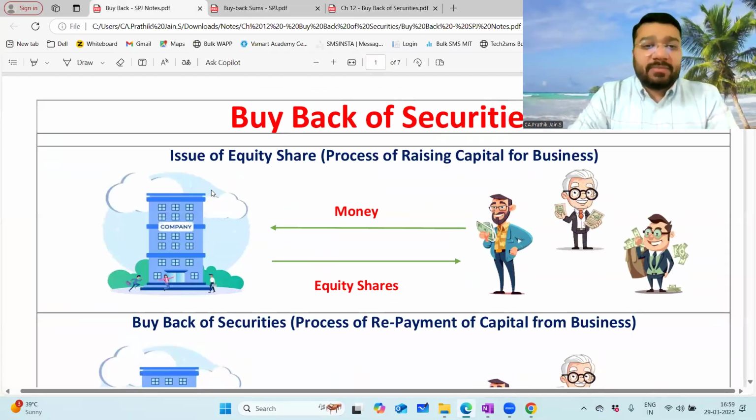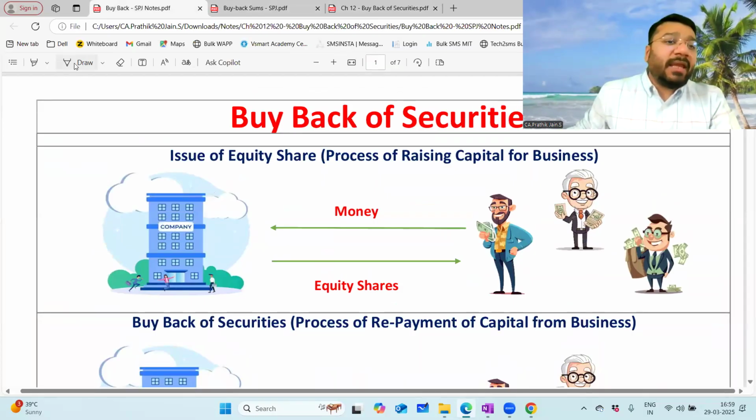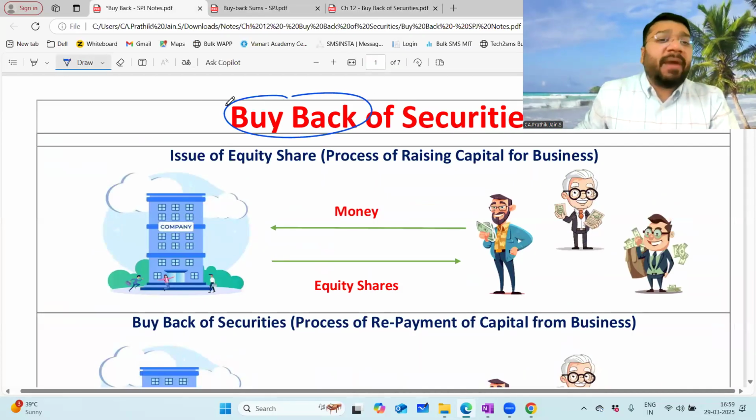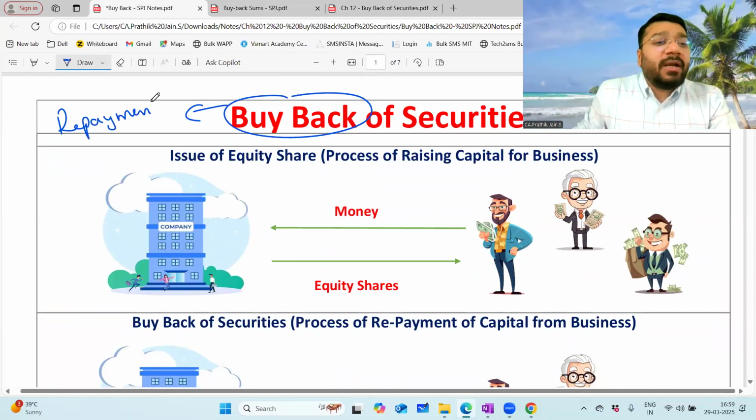Buyback of securities. If I have to tell in simple language, what is the meaning of buyback? It is nothing but repayment of capital. What is it called? Repayment of capital.